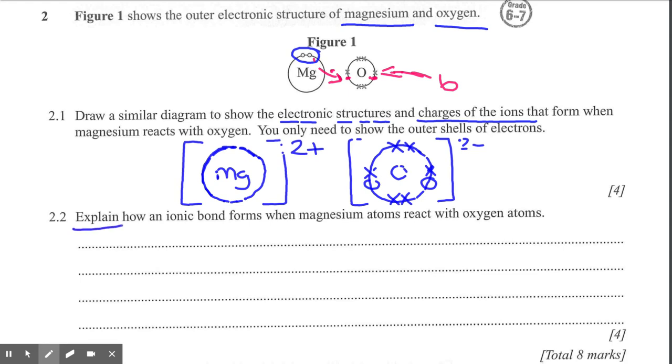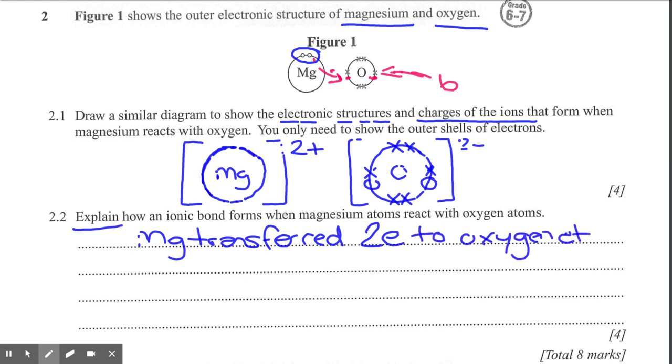And so that's diagrammatically illustrated what can happen, but then it's actually asking us to explain it again in words, following the same process we have just done. So what has happened is the magnesium has transferred 2 electrons. That's the first instance. It's transferred the 2 electrons, and they have gone to an oxygen atom. So we can get a bit of practice in some of the terminology.